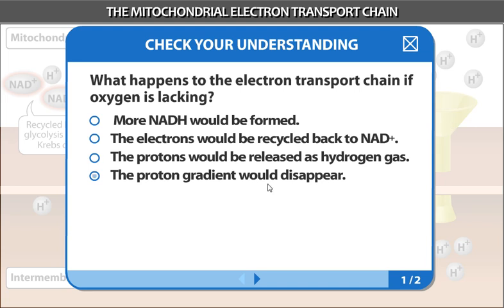What happens to the electron transport chain if oxygen is lacking? More NADH would be formed, the electrons would be recycled back to NAD+, the protons would be released as hydrogen gas, or the proton gradient would disappear. The correct answer is the proton gradient will disappear.